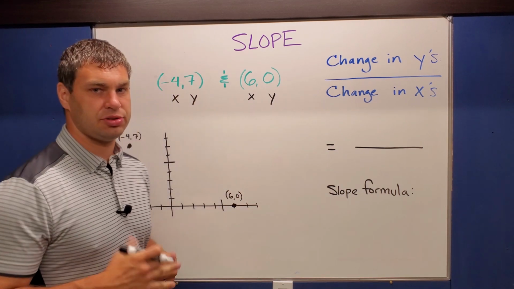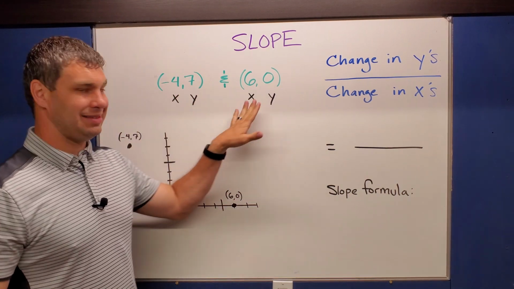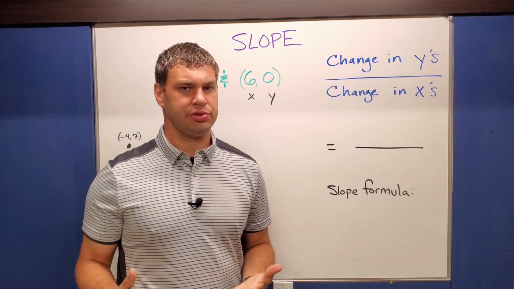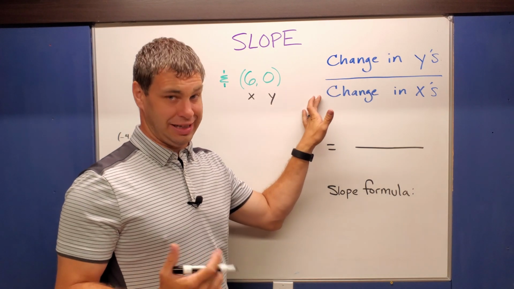All right, today we're talking about slope, and to help me with this, I have 2 points here, (-4, 7) and (6, 0). I also graphed those. We'll get to that in a second. But the definition of slope is actually the change in our y values over the change in our x values.